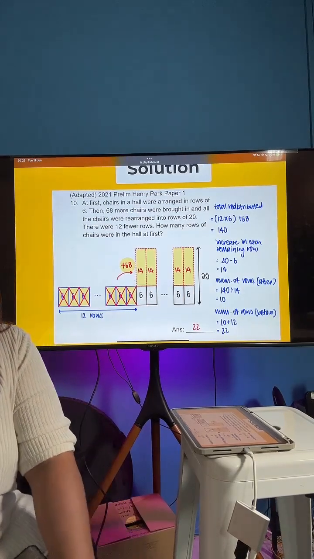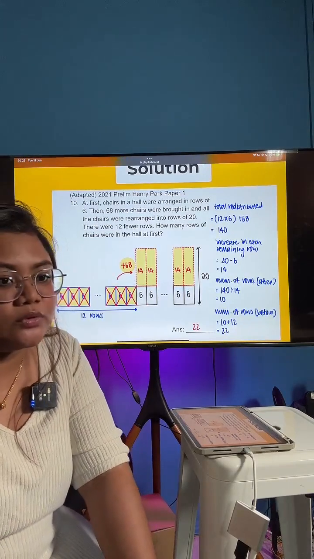Alright, 140 divided by 14 to give us 10 rows in total. Got it?